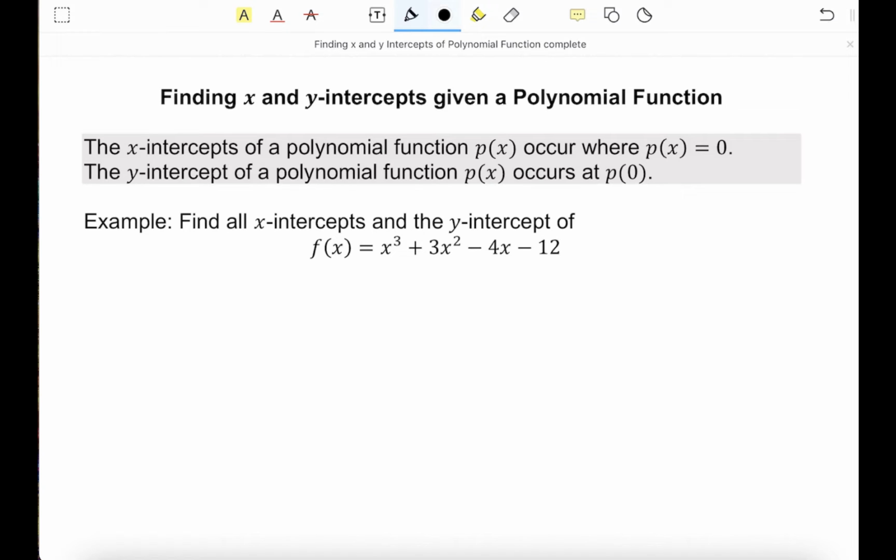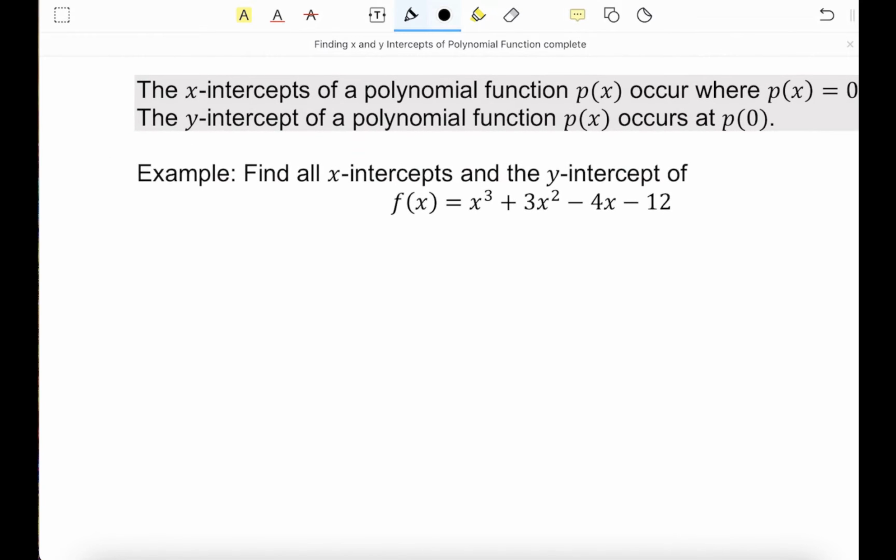X-intercepts occur where the polynomial is equal to 0, or the y-coordinate is equal to 0, so it crosses the x-axis. The y-intercept occurs where x is 0, so you plug 0 into the polynomial. For this one, we'll find all the x-intercepts and y-intercepts. And let's first start with the x-intercepts.